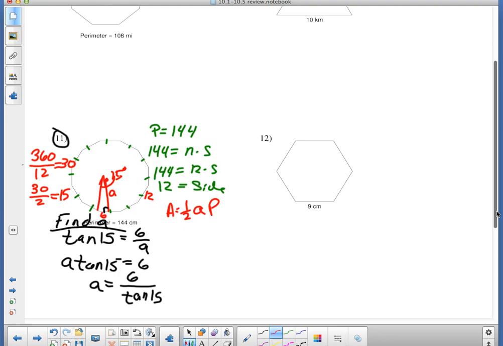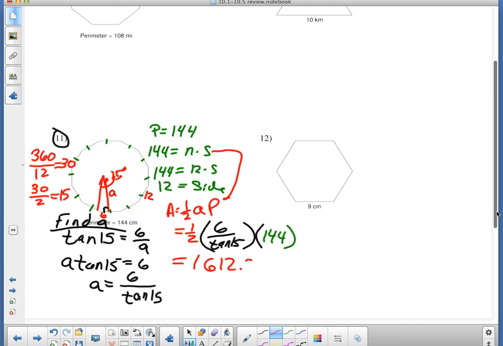So now my area is equal to 1/2 AP. Remember, P is the number of sides times the side length. I've got that up here. That's the same. I know that's 144 already. So 1/2, my apothem was 6 over tangent of 15. My area is found by multiplying that by the 144 that I was given, that perimeter. So I'm looking at an area of 1,612.2. So I got 1,612.2 centimeters squared is what I'm doing. Now that's my answer for 11.